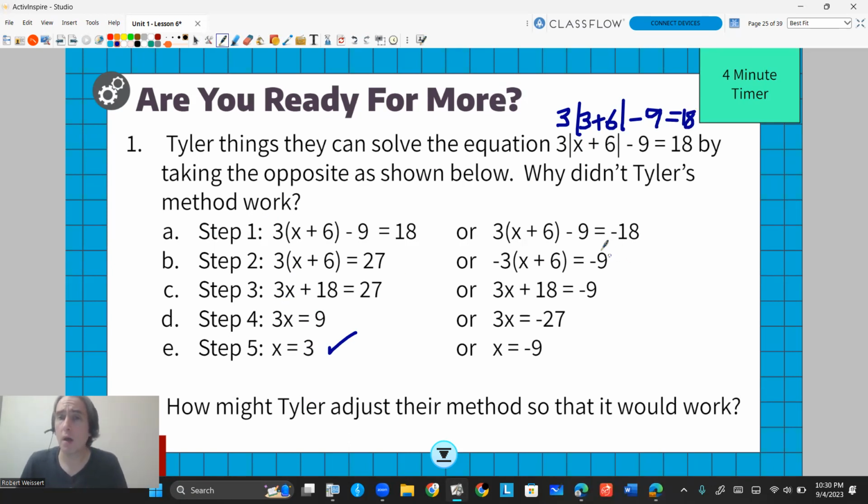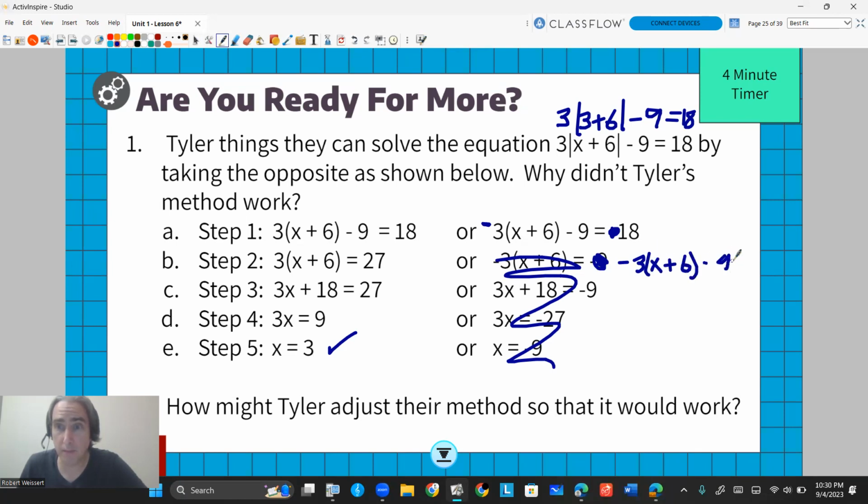Over here, though, that negative 18 should not have been there. If we're following the same procedures that we did before, we don't want to do that, okay? We want to fix that because we want to make this negative. All right, this is where the negative should be. Okay, so we're going to fix all this. I'm going to redo it. It's going to be negative 3 absolute parentheses x plus 6 minus 9 equals 18.